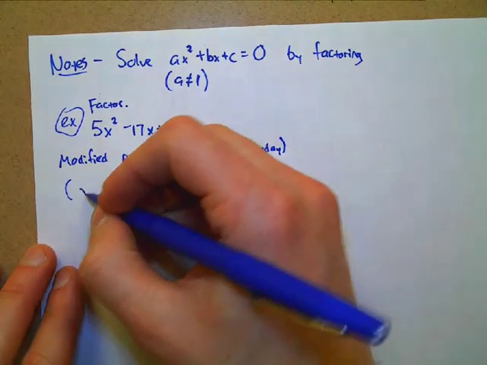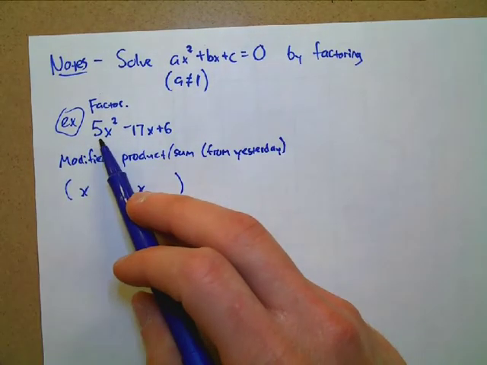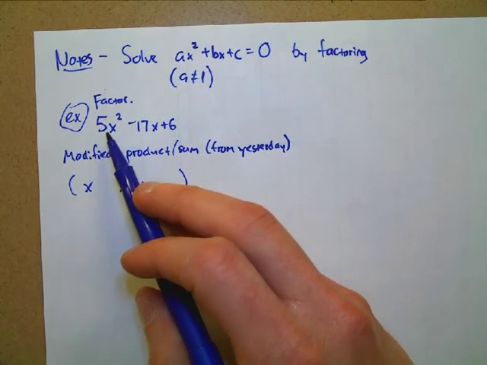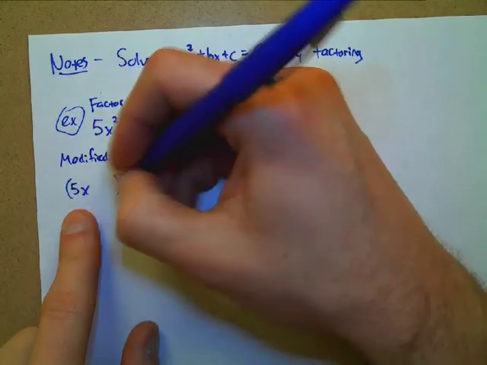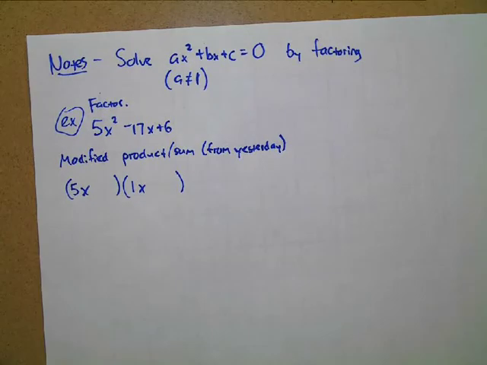Making the x squared is still easy. We just have an x and an x. And then to get a 5, the only two nice numbers that multiply to make 5 are 5 and 1. So I'm just going to put a 5 there and the 1 there. It doesn't really matter which one you do, because 5 and 1 and 1 and 5 are the same thing. So let's put the 5 there and the 1 there.